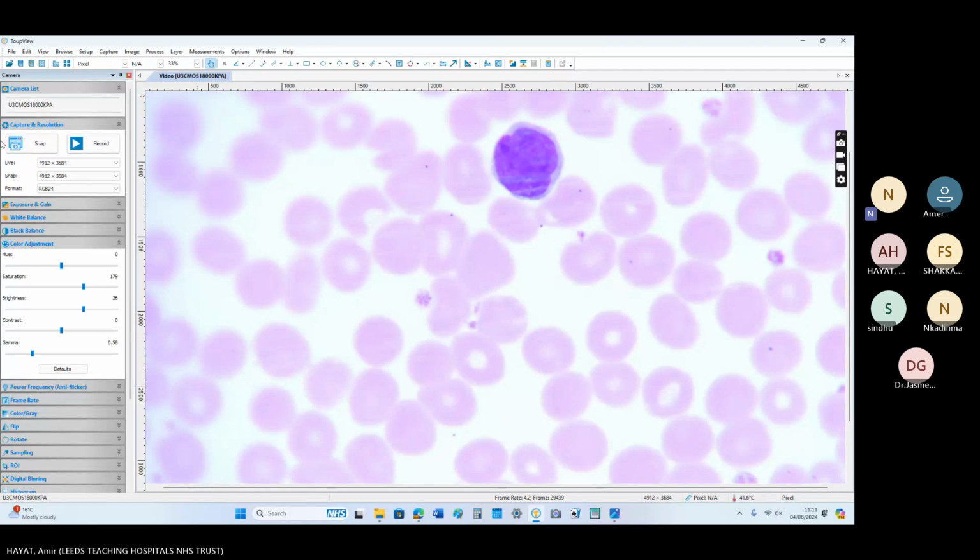So that's why I'm saying, can we go straight to Sézary just by looking? That's why we say most likely consistent with. I'm not saying this is consistent with Sézary. I'm saying most likely consistent with Sézary syndrome, but I need further investigation to confirm this, which is flow cytometry.